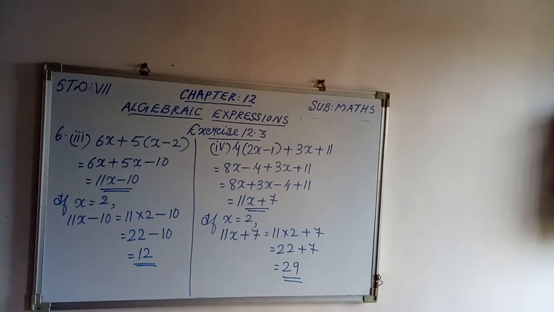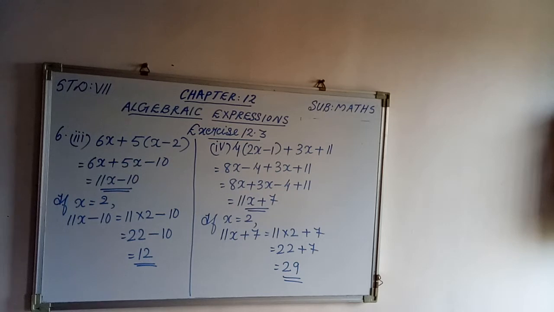Now listen to question 7. Question 7 is same as that of question 6. That is, simplify the expression and find their values. If x is equal to 3, a is equal to minus 1, b is equal to minus 2. Here 3 variables are given. You have to substitute the values and then find out.